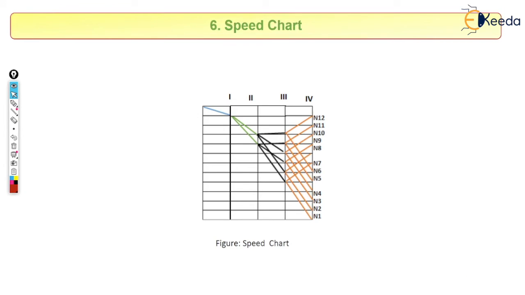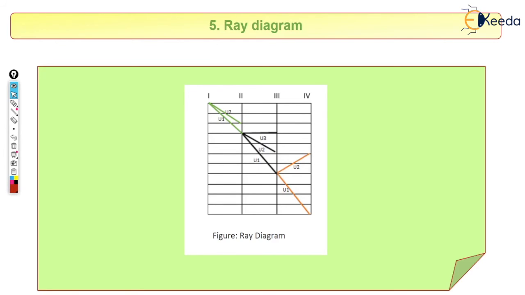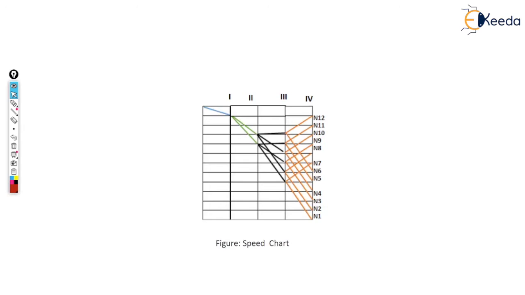Next we have the speed chart. Once we finish with the ray diagram, we can easily draw the speed chart. In the case of a speed chart, it shows you the total number of speeds. In this example there were 12 speeds, so here we are describing 12 speeds. It starts with 1 up to 12, from lower to higher. So this describes the speed chart.